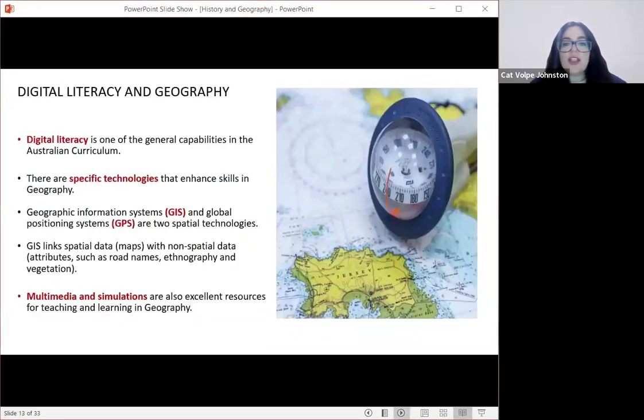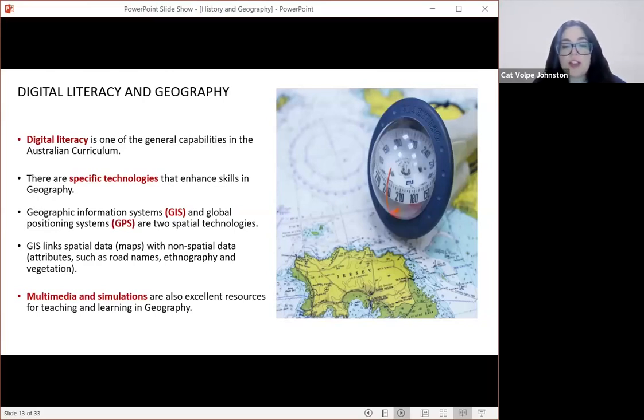Digital literacy, we know, is a general capability in the Australian curriculum and it's applicable to all the KLAs, but there are specific technologies that can enhance the skills in geography. For example, the one I just mentioned, GIS, and also global positioning systems. These are really important in geography, and GIS links spatial data, maps, with non-spatial data, as I mentioned before, and puts those layers together to produce that output.